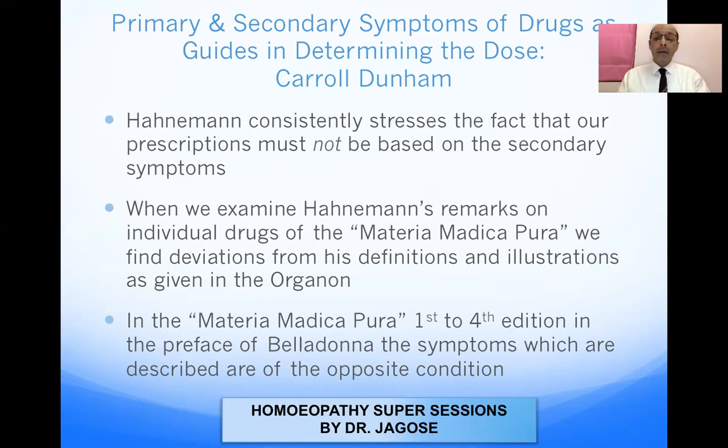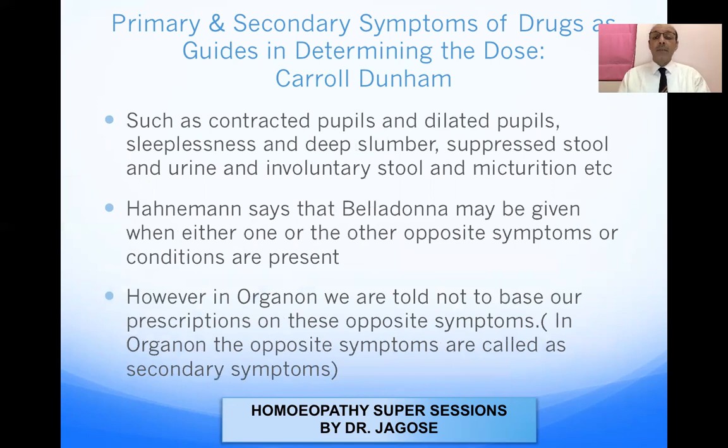In the Materia Medica Pura, first to the 4th edition, in the preface of Belladonna, the symptoms described are of opposite conditions, such as contracted pupils and dilated pupils, sleeplessness and deep slumber, suppressed stool and urine, and involuntary stool and micturition, etc. Hahnemann says Belladonna may be given when either one or the opposite symptoms or conditions are present. However, in the Organon, we are told not to base our prescriptions on these opposite symptoms. In the Organon, the opposite symptoms are called secondary symptoms.